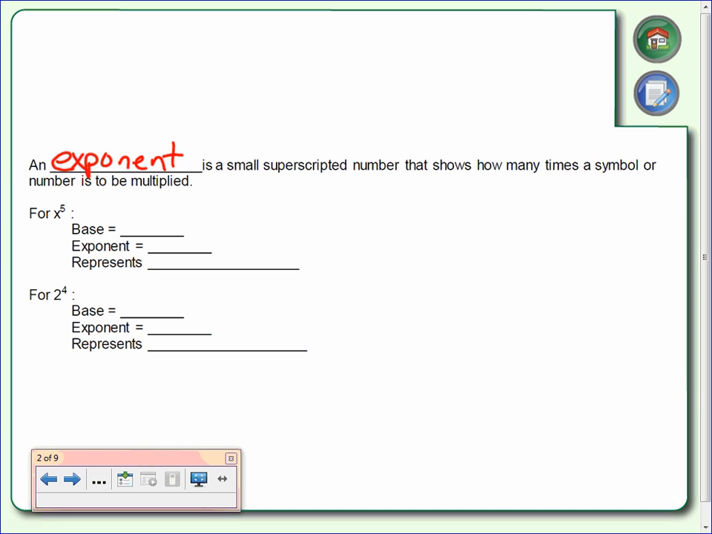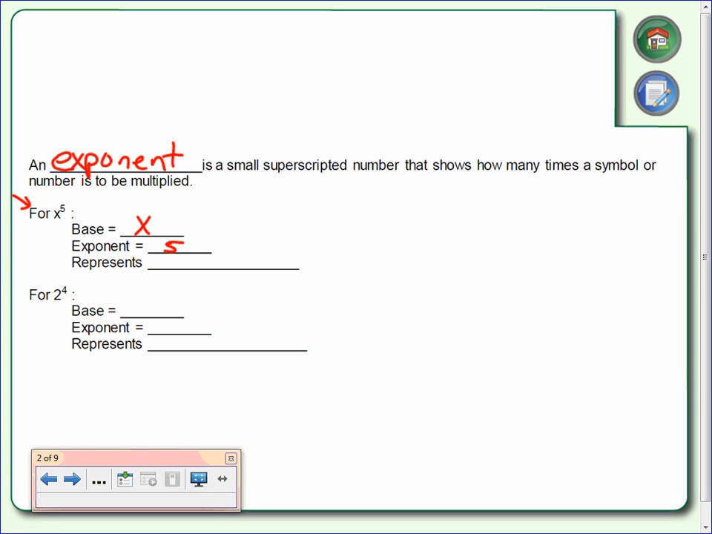Here's an example. That little 5 that you see up there at the top right-hand corner of the x is called the exponent. So right here where it says the exponent equals what? Well, that's the 5. That big x you see there is called the base. Most of you should know this already; I know you talked about it back in junior high. So x is what we call the base. The exponent is 5, the little number on the top right-hand corner.